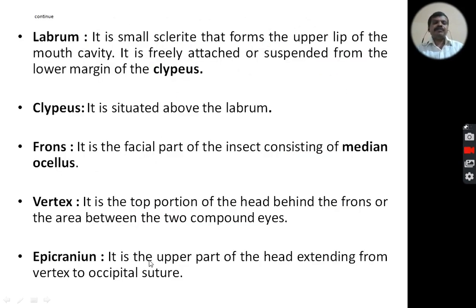And epicranium. Epicranium is the uppermost part of the head, extending from the vertex to the occipital suture. It is an extended portion of the head present above the head, and it extends up to the base of the head, the occipital portion, which is called the occipital suture.